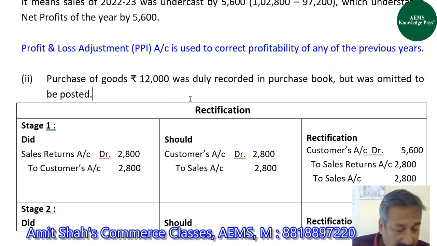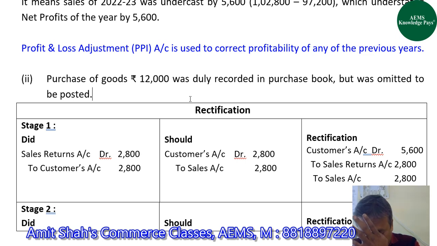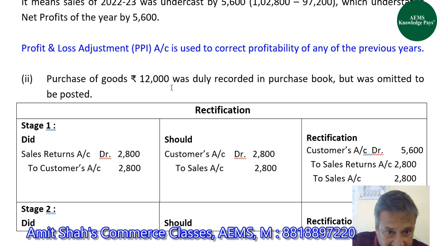So it's a single-sided error or double-sided error? Means does this error affect trial balance or it does not? It affects trial balance because debit side recording is there in ledger, that is purchases, but credit side is not there. Is this clear to all of you? Debit side would be more in trial balance than the credit side.